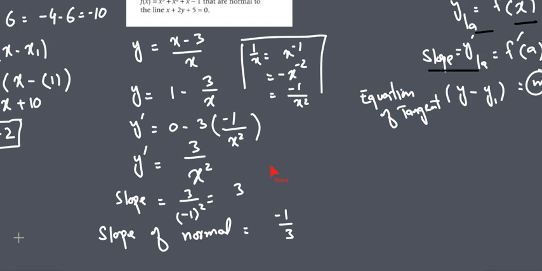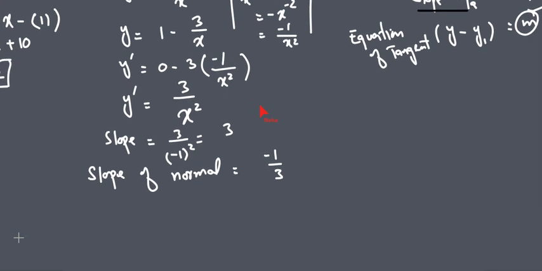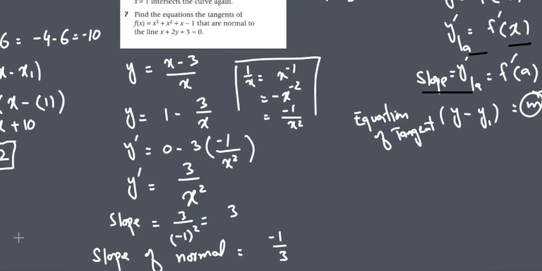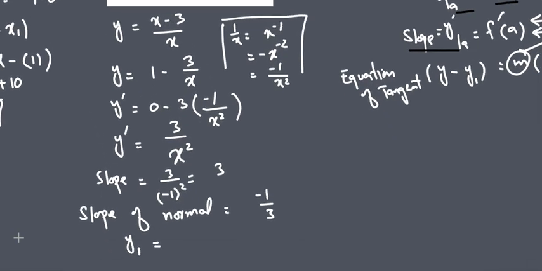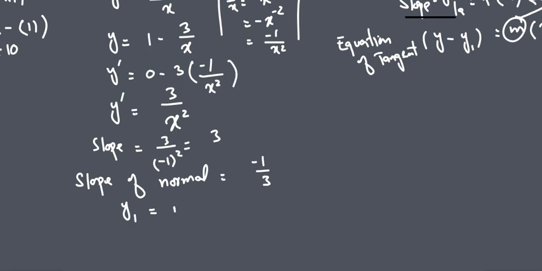Okay. Now the next thing that I have to calculate is the value of the function y1, which can be calculated if I substitute negative 1 in the place of x. So 1 minus 3 over x will be replaced with negative 1, right? So it will become negative, plus 3, which is 4. Is it clear?